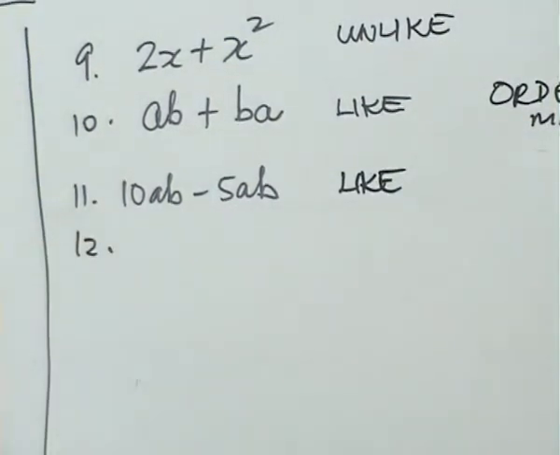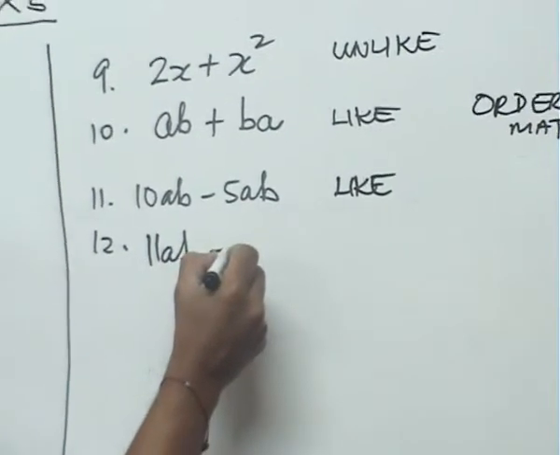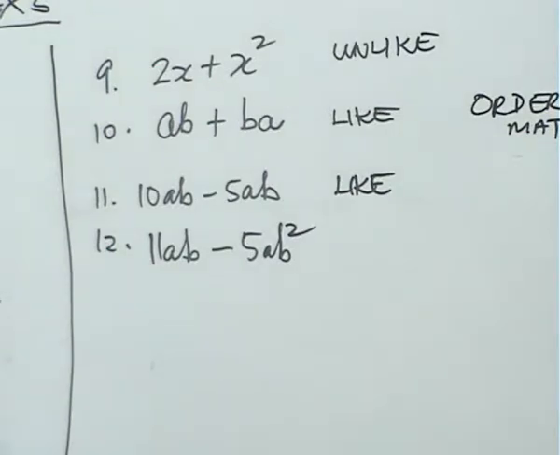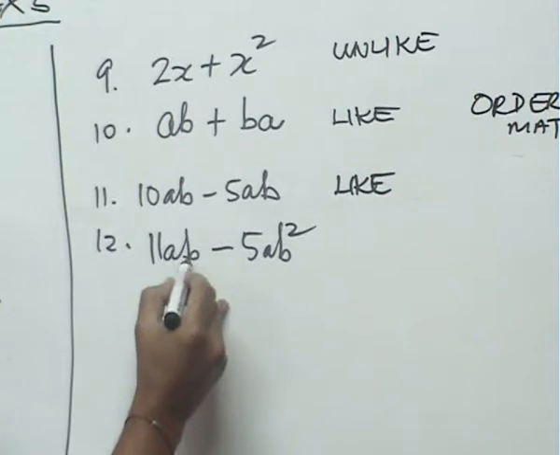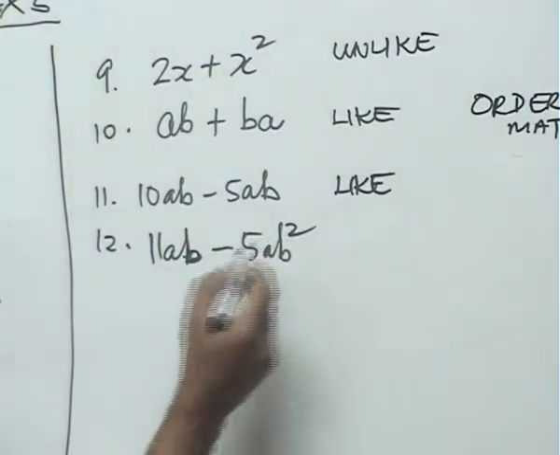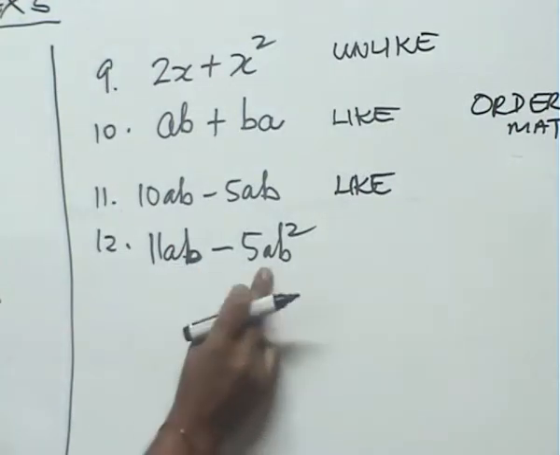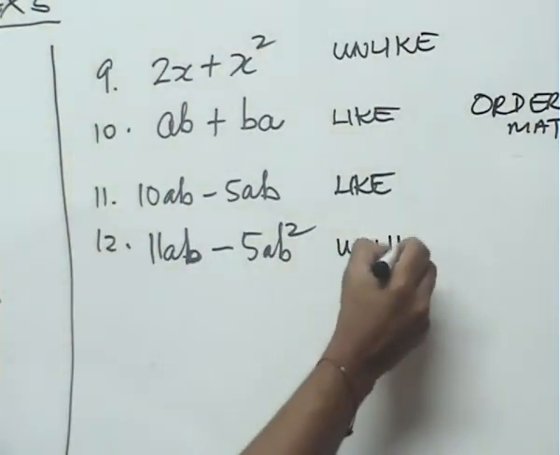Number 12. 11AB minus 5AB squared. Now, you got your A, you got your A. But you see, here you have B. And here you have B squared. So the powers are not the same. This is AB and this is AB squared. So the powers are not the same. So this is unlike.